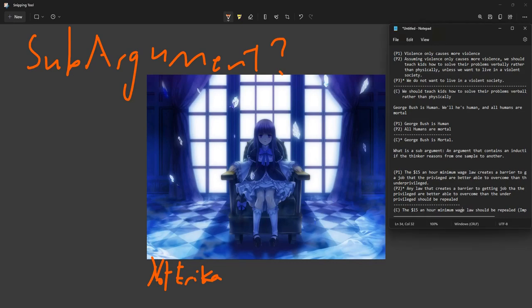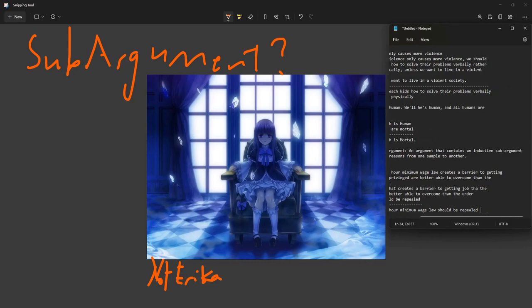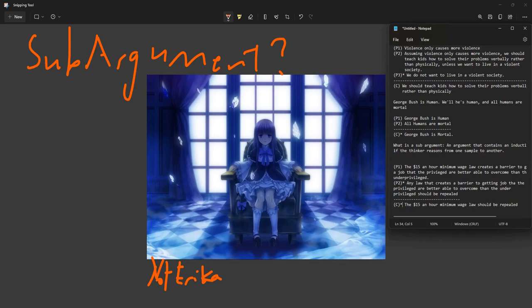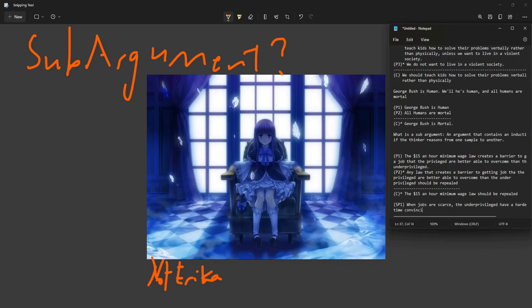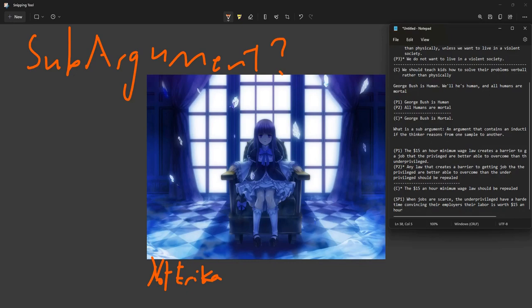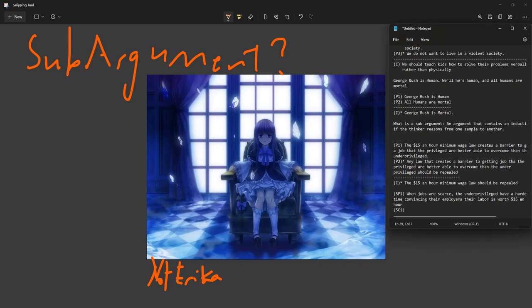The $15 an hour minimum wage law should be repealed. That's an implicit premise, implicit conclusion, so I'm going to write another asterisk there. Awesome. So now we have the conclusion. Let's start with our sub-argument. SP1: when jobs are scarce, the underprivileged have a harder time convincing their employers that their labor is worth $15 an hour. Simple enough. And SC1 is equal to P1.